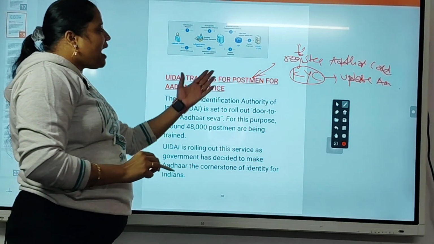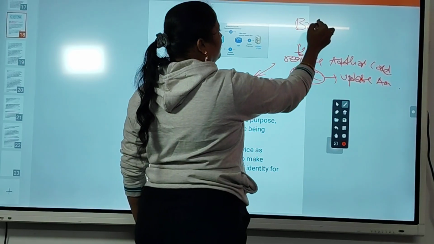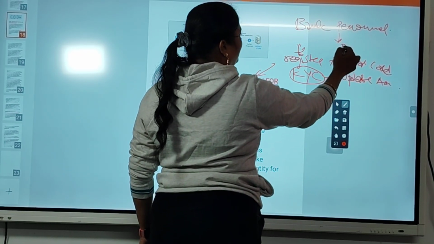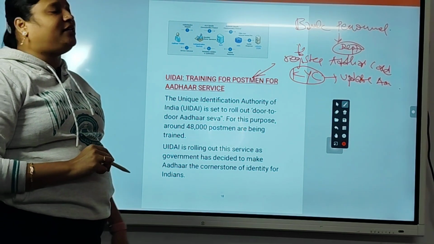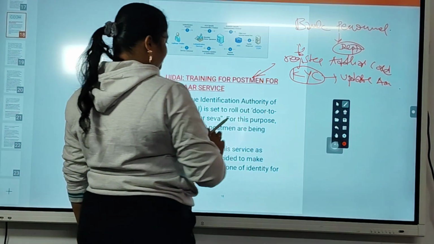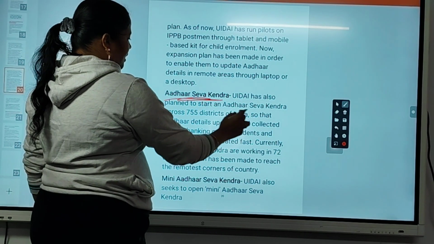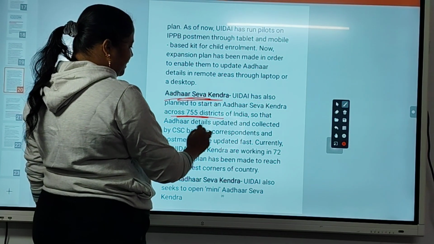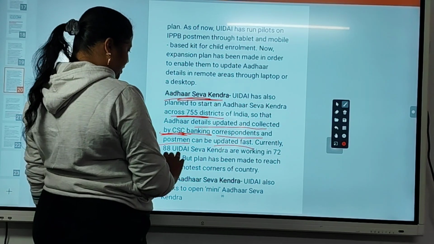So the UIDAI is also using bank personnel for this work. In some banks, there will be one other department you might have seen. In the bank also, if you want to get your KYC done, you can get it done there. Apart from this, they are also providing Aadhaar Seva Kendras. Aadhaar Seva Kendras, okay, started in 755 districts of India, so that Aadhaar details can be updated and collected by CSC banking correspondents and postmen and updated faster.